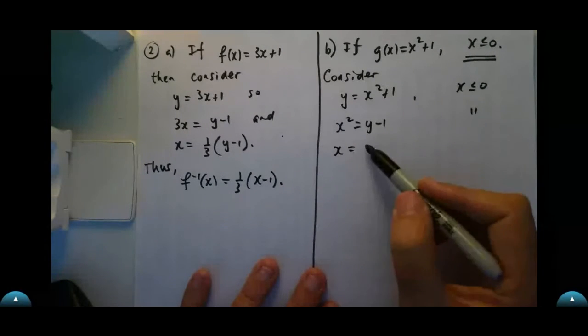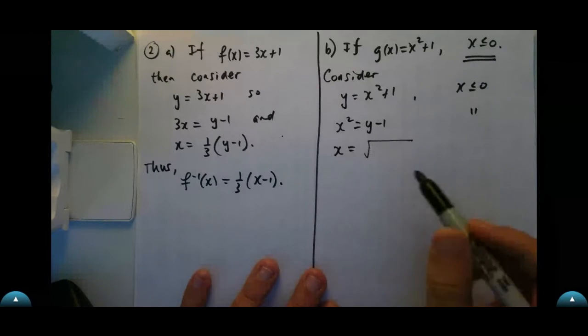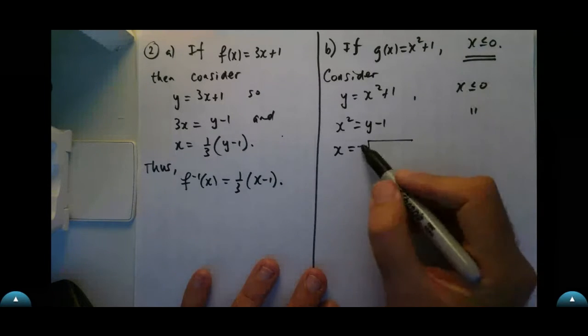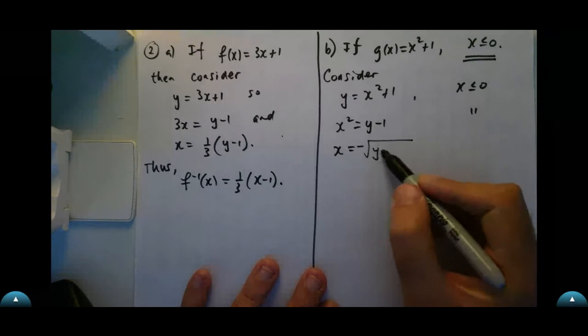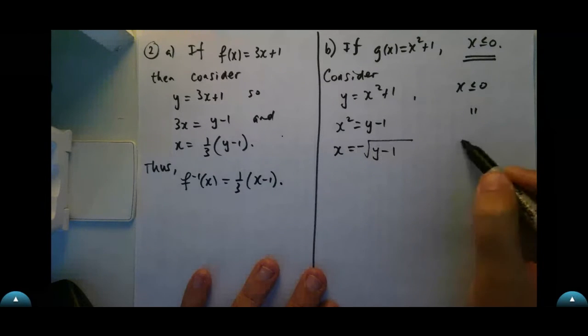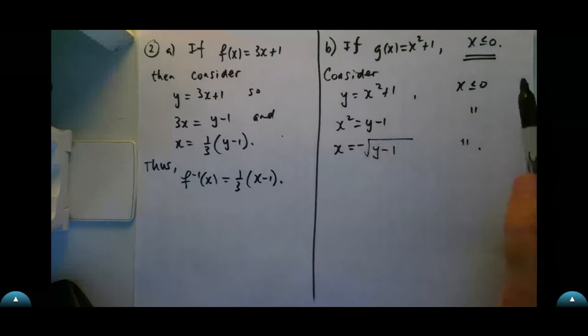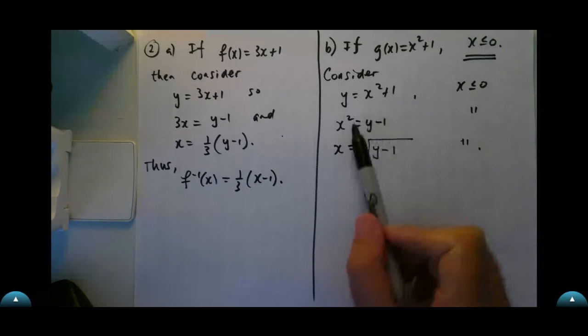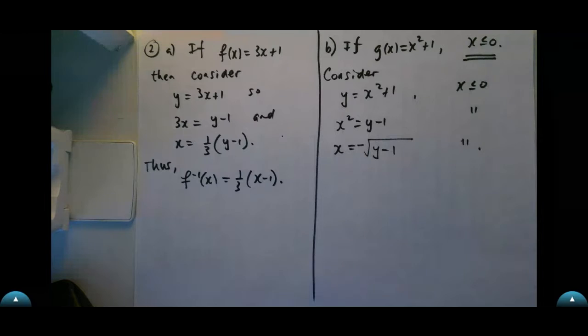So x is going to be the positive or negative square root, but we know x is non-negative, so we take the negative square root there. This restriction is important because we don't know whether to take the positive or the negative square root. Here we want the negative square root.